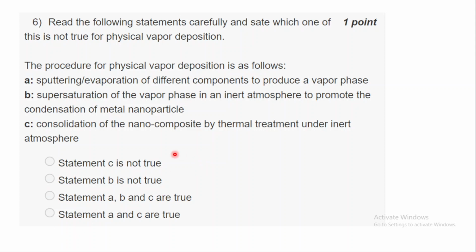It's about physical vapor deposition. I'll read the question again. Read the following statements carefully and state which one of this is not true for physical vapor deposition. The procedure for physical vapor deposition is as follows. Sputtering evaporation of different components to produce a vapor phase, supersaturation of the vapor phase in an inert atmosphere to promote condensation of metal nanoparticle, consolidation of nanocomposite by thermal treatment under inert atmosphere.